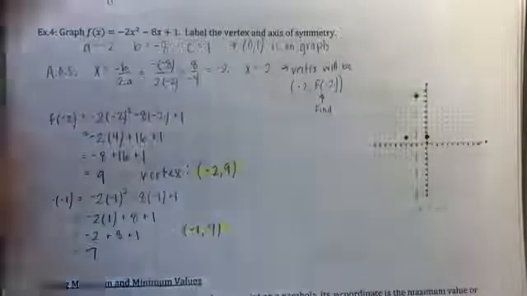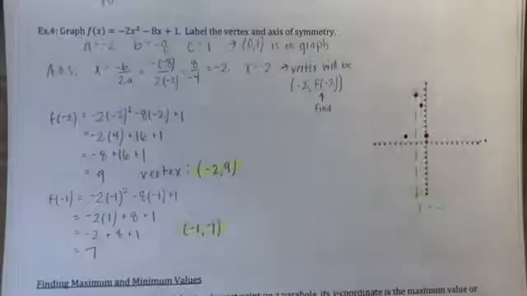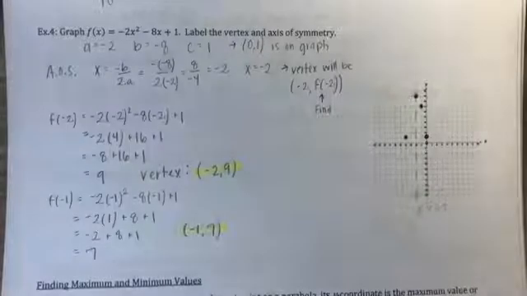So (-1, 7), I'll go left 1, up 7. And then that point is 1 to the right of the axis of symmetry, so I can reflect it over to 1 to the left. So 1 to the right, over to 1 to the left, and then I can go ahead and connect those points.